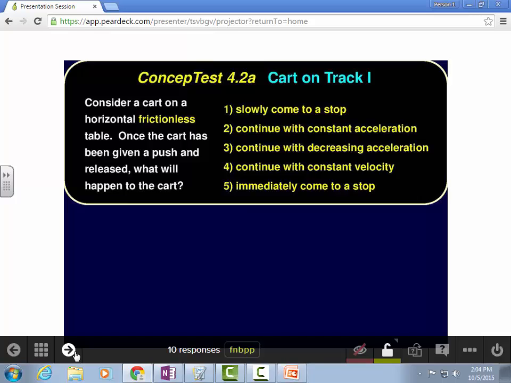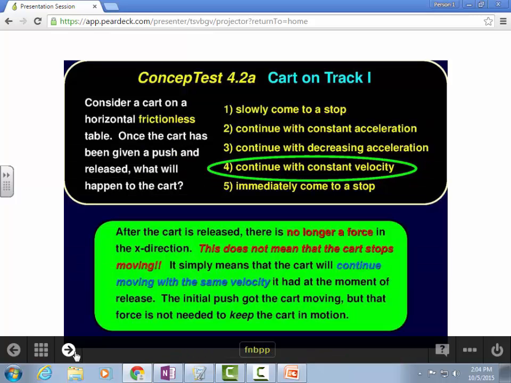And released. We got it wrong too. All right, 5, 4, 3, 2, 1. Time. The answer is 4. Continues with a constant velocity. That's right.